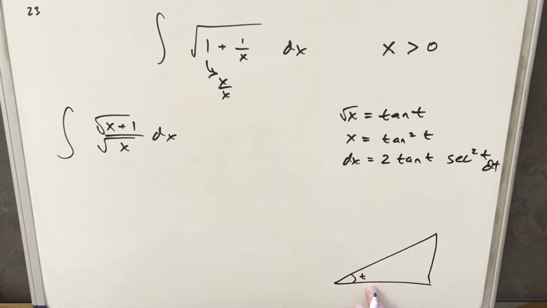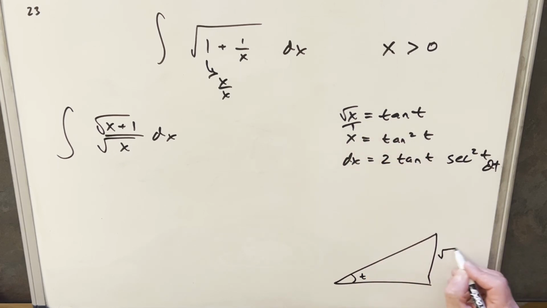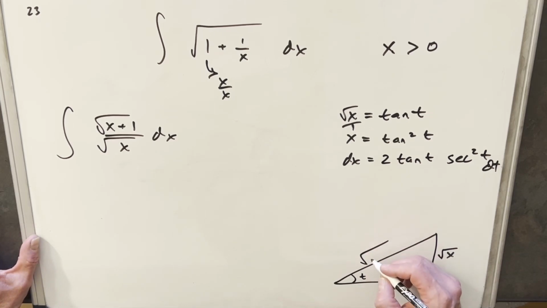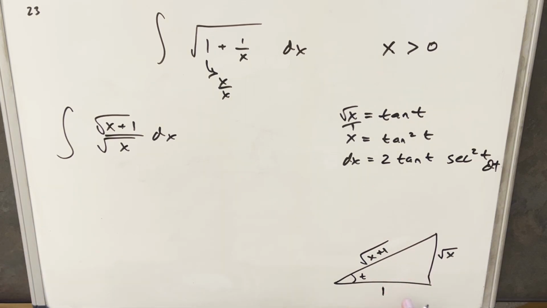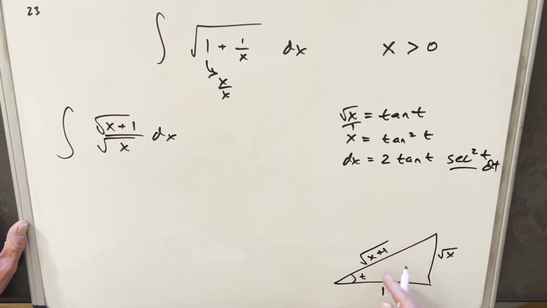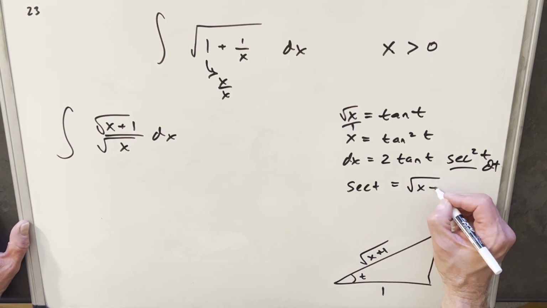Okay, so if we have a triangle with the angle t, we're saying this ratio for tangent is square root of x over 1, so opposite over adjacent is going to be square root of x over 1. Then with the Pythagorean theorem, we can find our hypotenuse to be just the square root of x plus 1. You can confirm that if you do a squared plus b squared equals c squared, you get x plus 1 equals x plus 1. Again, because I know I'm going to need my value for secant, secant's going to be just hypotenuse over adjacent. So our value for secant t is just square root of x plus 1.